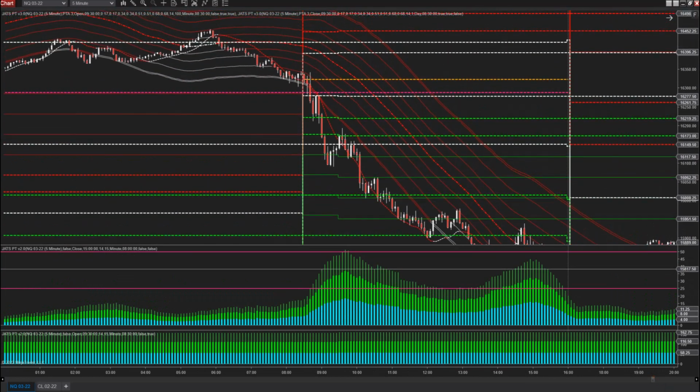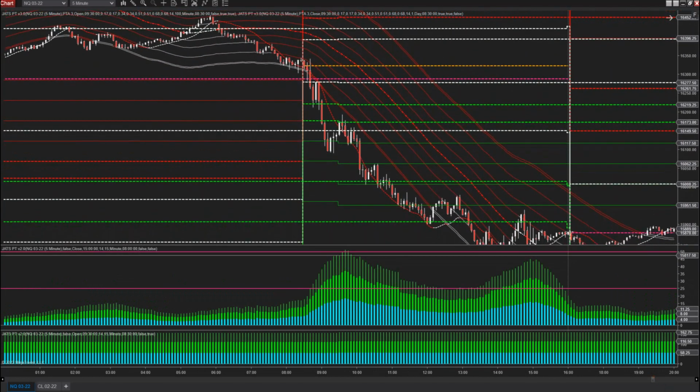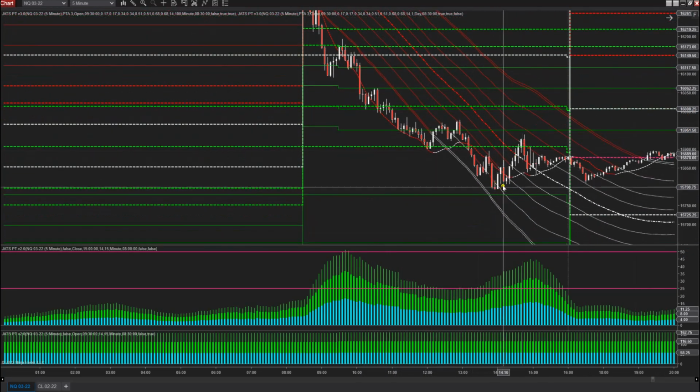There we go. It came down to the PT2, bounced back up to the fib, next fib, and then the PT3. This is pretty good. And then even lower, trying to get down to that last fib. Bounced on the prior day PT2.